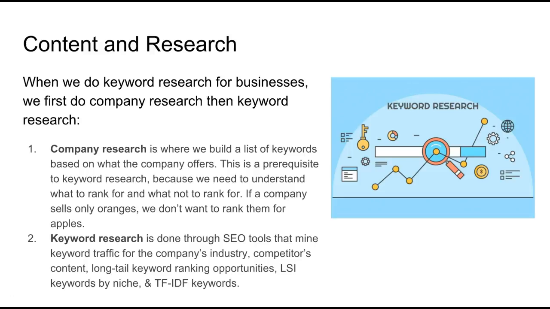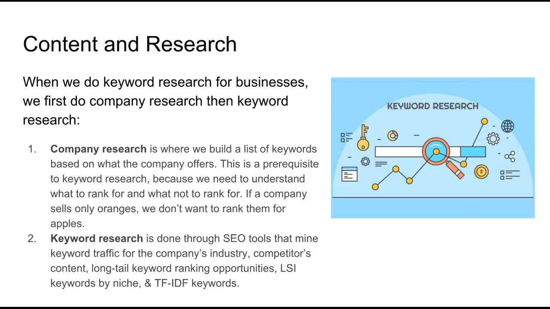When we do keyword research for businesses, we first do company research, then keyword research. So number one, company research is where we build a list of keywords based on what the company offers. This is a prerequisite to keyword research. It's because we need to understand what to rank for and what not to rank for. If a company sells oranges, we don't want to rank them for apples, right? So make sure that company research is done first.